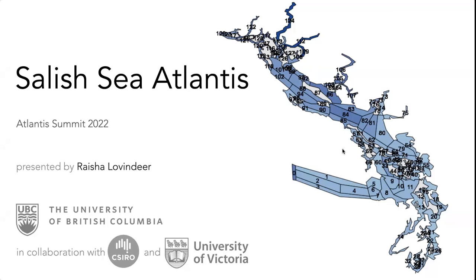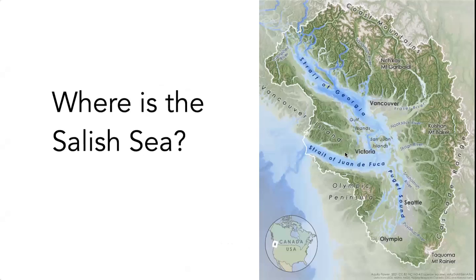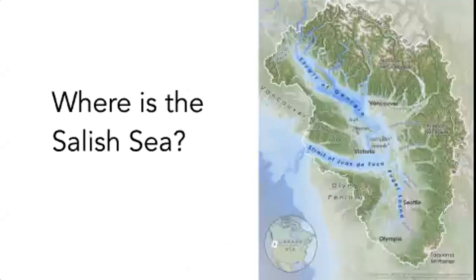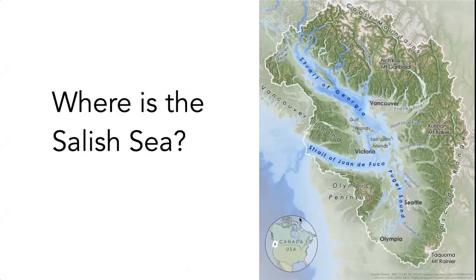Okay, so where is the Salish Sea? The Salish Sea is a bioregion that encompasses the inland and marine waters and the watershed of British Columbia in Canada and Washington in the United States. It includes the Strait of Georgia to the north, the Strait of Juan de Fuca that connects the Pacific Ocean, and the Puget Sound to the south.